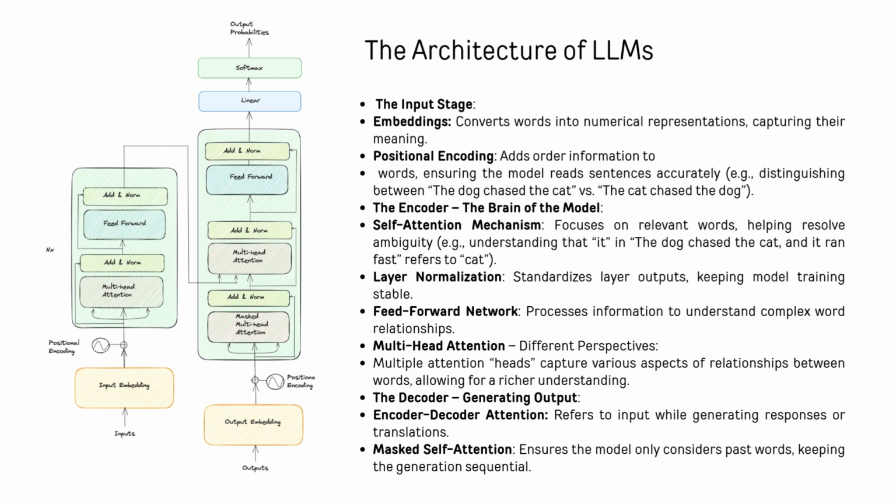When the decoder is generating words, it can't cheat and look at future words, so we use something called masked self-attention. This ensures that when the model is predicting the next word, it only considers the words it's already generated and doesn't peek at the rest of the output.